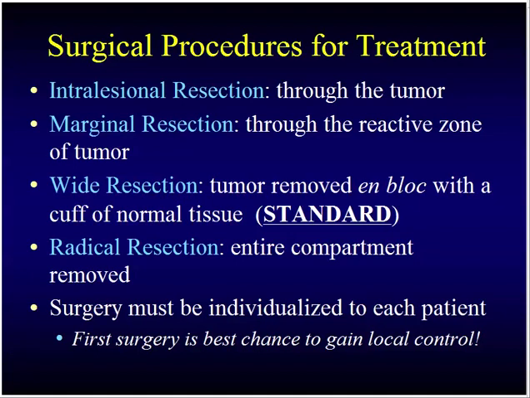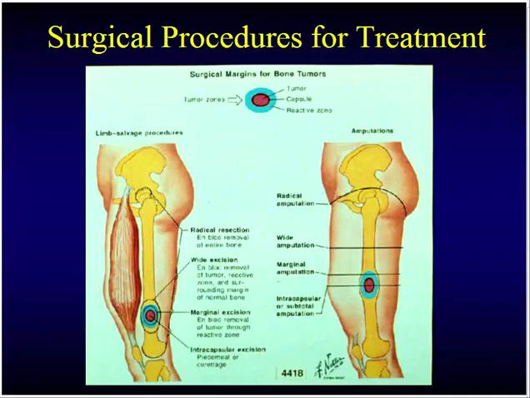This is typically what you select: wide resection, normal tissue around it. Surgery has to be individualized to each patient, but remember, your first chance at surgery is your best chance to get control of the tumor. And here's just another cartoon showing the different resections.